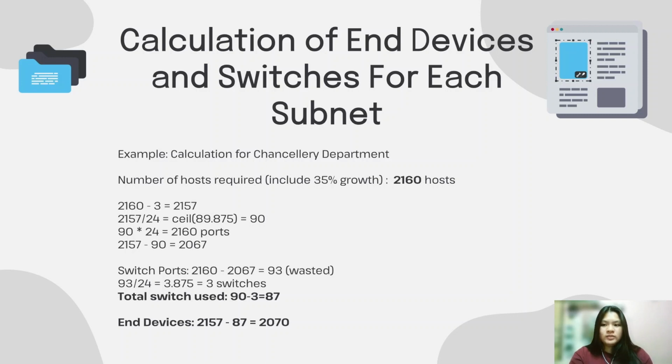After that, we calculate the minimum end devices by using 2157 usable addresses minus 90 switches and get 2067 end devices. Then we check if the ports provided are wasted by using the 2160 ports minus 2067 end devices. Then we get 93 ports wasted, and these ports are from 3 switches. These 3 will be deducted from the switch number and added back to end devices, and we know that this subnet has 87 switches and 2070 end devices.